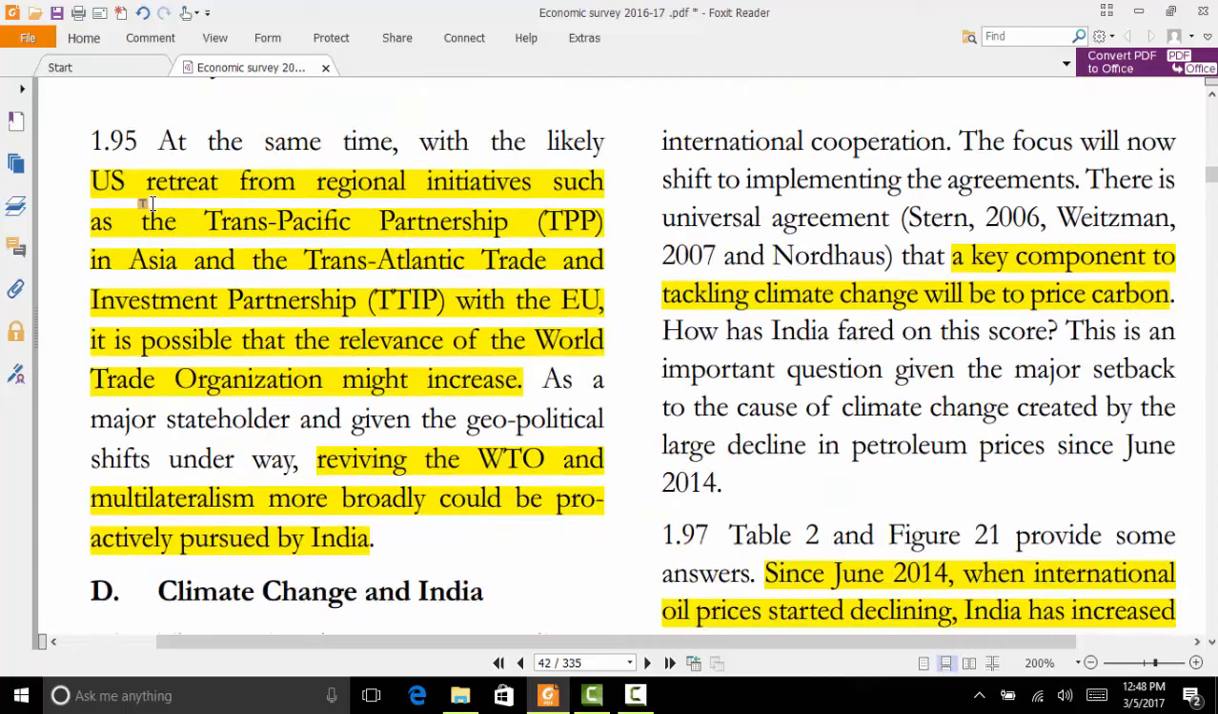Now, with the US retreat from TPP, the Trans-Pacific Partnership, we don't see any future for TTIP as well, because of the current US administration's stance. So reviving the WTO and multilateralism more broadly could be proactively pursued by India, right? So how do you find this doing away with TPP? Is it beneficial for India or does it have negative repercussions? Yes, beneficial it is.